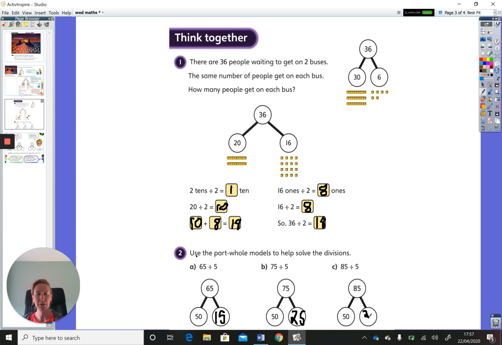And what I'd quite like you to do is see if you can finish off using these part whole models to answer those questions. Okay? So A, 65 divided by 5, 75 divided by 5, and 85 divided by 5. And then it would be really good, again, if you go to your 3B Power Maths, because on pages 30, 31, and 32, there's some more questions for you to have a go at and answer. As always, it does get slightly trickier when you get onto the 4, 5, and the reflect. So just see how you get on, and please ask if you don't understand.